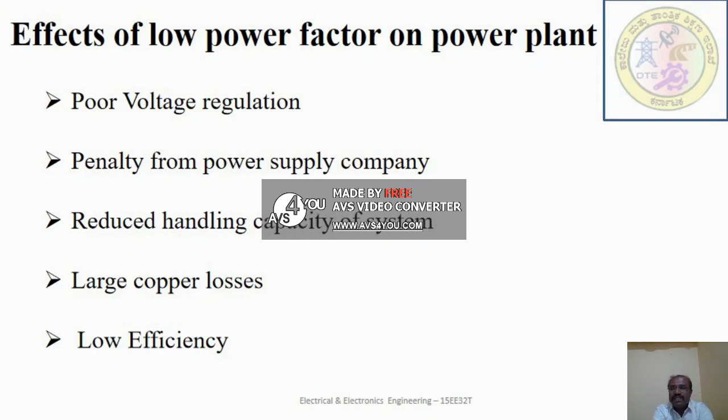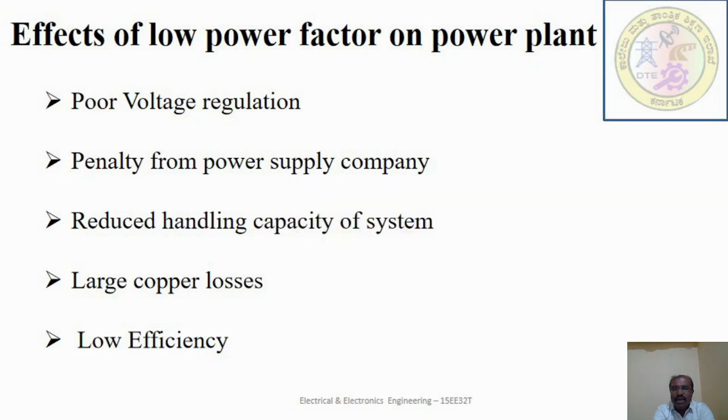Because in industry, as we know, most of the loads are inductive loads. That means three phase or single phase induction motors. As we know, in inductive circuits the current lags the voltage, by 90 degrees in pure inductive circuits. As the angle increases, the power factor will be low. If the power factor is low, the current drawn will be increased.